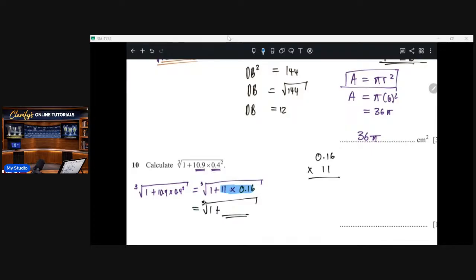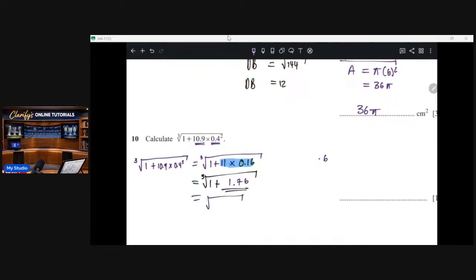How do you do this? 0.16 times 11. You first do 0.16 times 10, then 0.16 times 1, and add them together. So 0.16 times 10 is 1.6, plus 0.16 times 1 is 0.16. You add them, it becomes 1.76. Adding the 1, we actually have the cube root of 2.76.